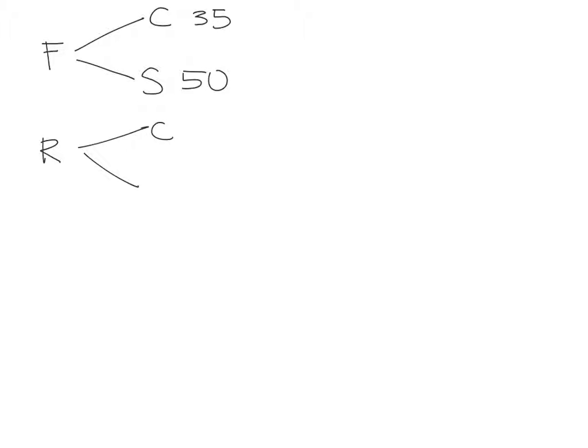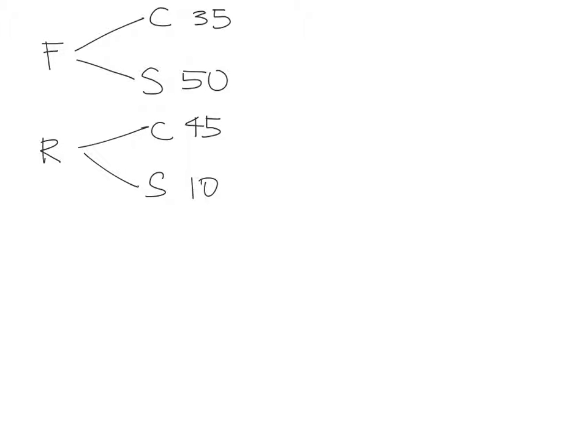So let's see. We have 4 different pieces of information: the sweets that belong to Frederick, the chocolates that belong to Frederick, and then the sweets and chocolates that belong to Ryan. Let's lay out the relationship. Frederick had some chocolate bars and some sweets. The chocolate bars are 35 and sweets 50. For Ryan, you have 45 chocolates and 10 sweets.